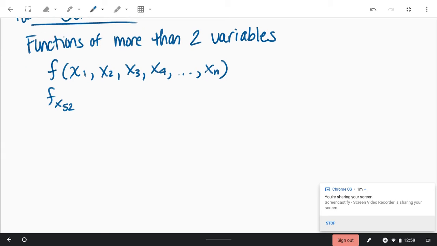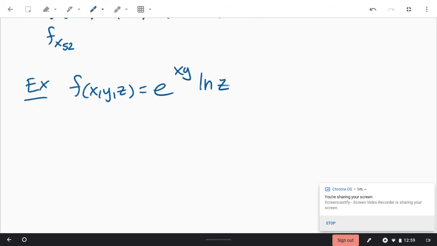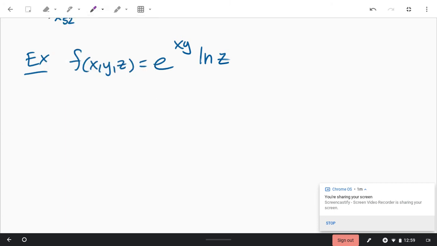So an example of that would be, maybe we have a function in x, y, and z, which is e to the xy natural log of z. Okay, so we can take our partials. It's just you treat more than one variable as if it's a constant. So when I take my partial with respect to x, x is my independent variable, everything else is a constant. So natural log of z, that's just a constant. And the derivative of e to the xy would be e to the xy times x, because of your chain rule.